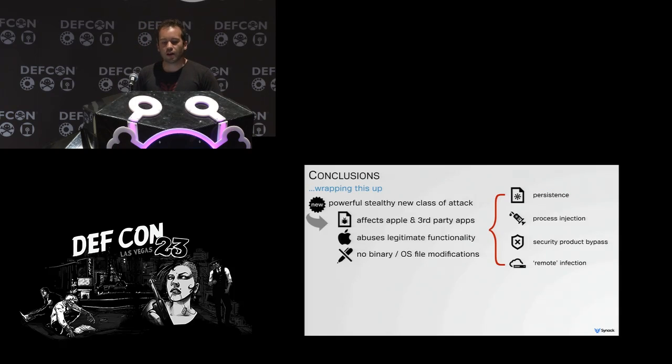All right, so wrapping this all up. We've talked about a relatively new class of attack that affects OS X. It pretty much affects everyone. It affects Apple applications. It infects third-party utilities. It abuses legitimate functionality and is fairly stealthy. Using this attack, we can do all sorts of cool things. We can persist really stealthily. We can gain load-time process injection, even on El Capitan. We can bypass security products, and we can also facilitate remote infections.